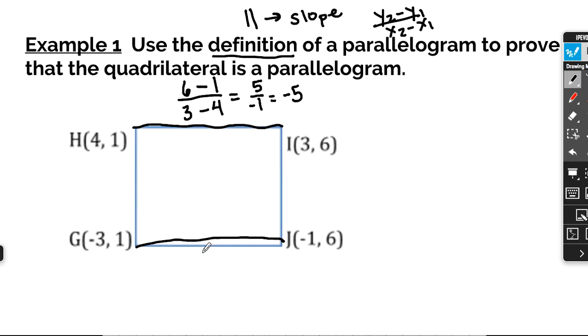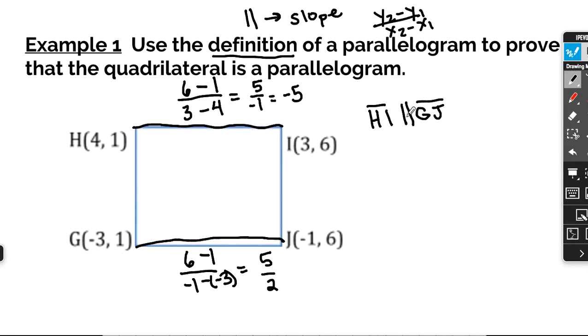So we're going to follow those same steps, and we'll do 6 minus 1 over negative 1 minus negative 3. So here I will get a slope of 5 over 2. So notice that our slopes do not match. Therefore, we don't have two sets of parallel sides if we don't even have one. So we're going to say that HI and GJ are not parallel.